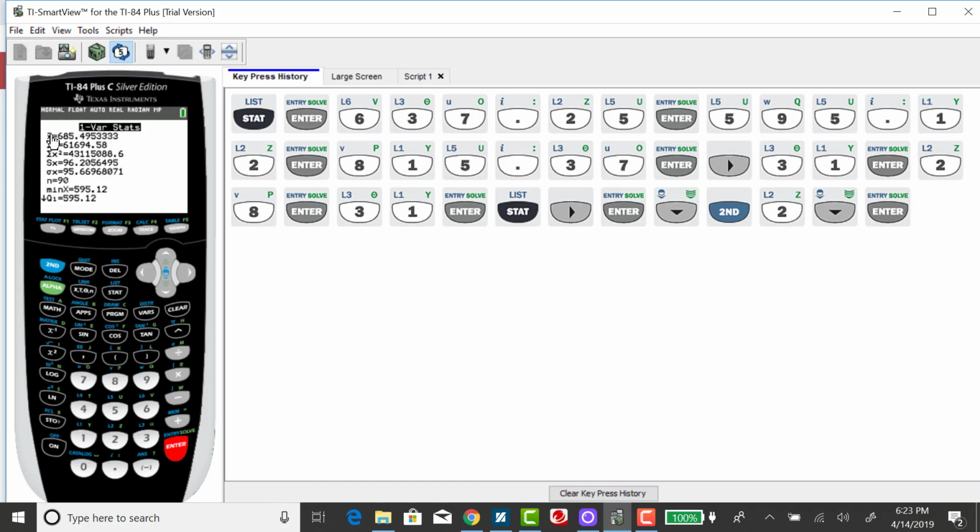So you'll see this first value for x bar is actually not the simple arithmetic mean. Since we told the calculator there is a frequency list, it treated that list as the weights. So the weighted mean for this problem was 685, and if we were rounding to 2 decimal places, it would be 685.50.